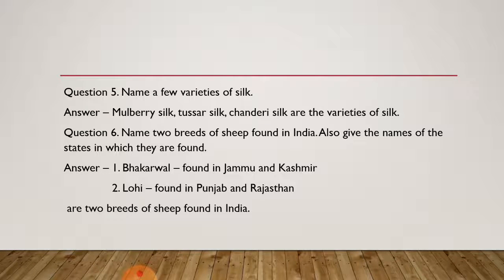Now question 5. Name a few varieties of silk. Its answer, mulberry silk, tussar silk, chanderi silk are the varieties of silk. Question 6. Name 2 breeds of sheep found in India. Also give the names of the states in which they are found. Answer, number 1, Bakarwal, found in Jammu and Kashmir. Number 2, Lohi, found in Punjab and Rajasthan, are 2 breeds of sheep found in India.